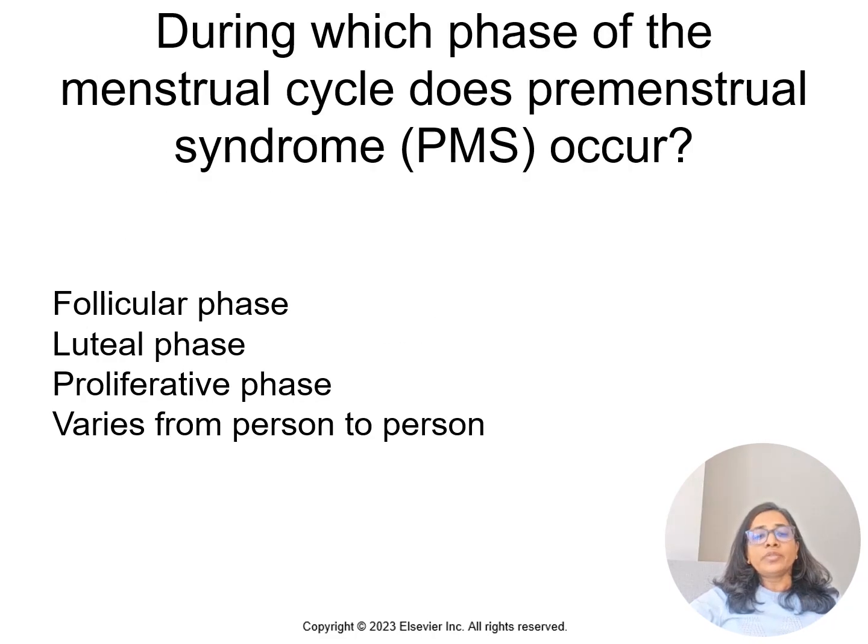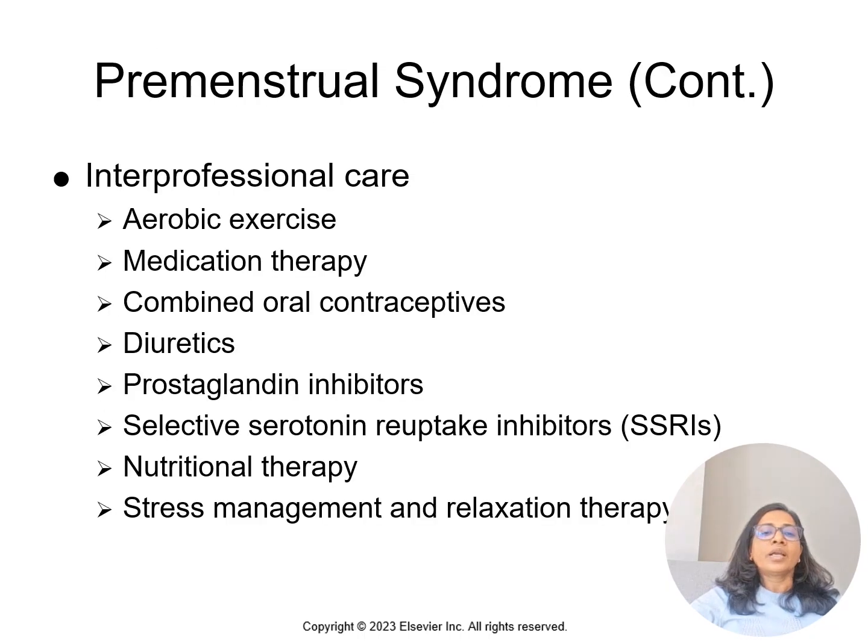So one more time to reinforce, which of the following stages does this happen during? The luteal phase. So the follicular phase is the first 14 days, and then the luteal phase is the second half. And during that luteal phase there is a disruption or drop in the serotonin level, which causes all these symptoms.